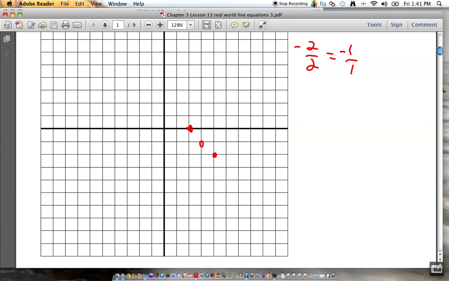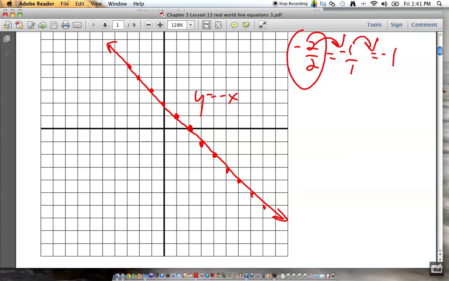So let's just do a few dots in each direction. And it's important that we go in both directions because that's going to let me see the y-intercept. So I get y equals negative x or negative 1x or negative 1 over 1x or negative 2 over 2x or a negative a billion over a billion x, as long as it reduces to negative 1. And then the y-intercept is plus 2. So the best way to write it is y equals negative x plus 2.